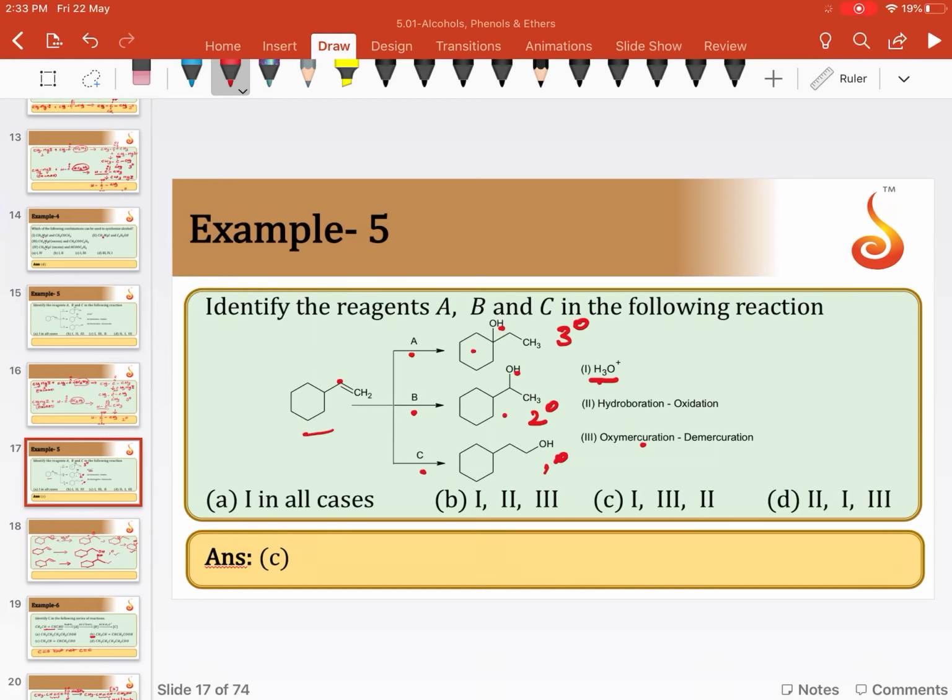Now coming to third option. You are getting a primary alcohol, means addition is taking place according to anti-Markovnikov's rule. So C is 2. A is 1, B is 3, C is 2. So your answer is C.